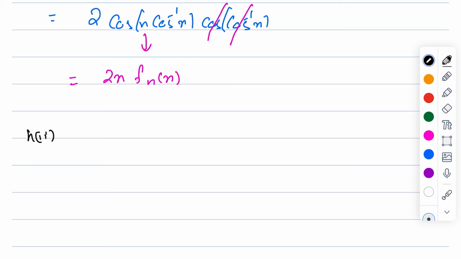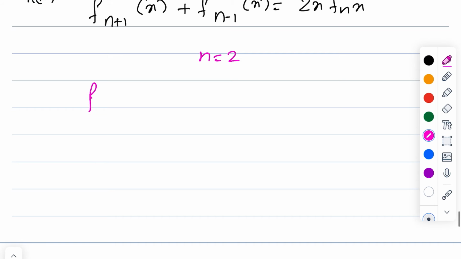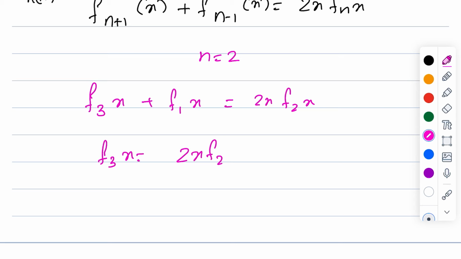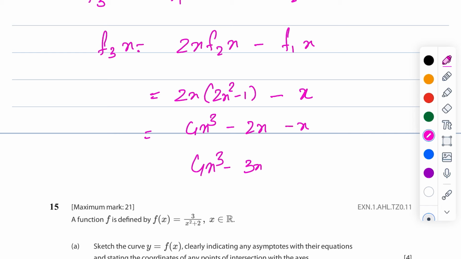So what is the formula that we have just now proved? Fn plus 1 of x plus fn minus 1 of x equals 2x fn of x. Now let's substitute n equals 2. So what does it become? f3 of x plus f1 of x equals 2x f2 of x. So f3 of x will be equal to 2x f2 of x minus f1 of x. What is f2 of x we have learned? 2x square minus 1. f1 of x is x. So it becomes 4x cube minus 2x minus x. So it becomes 4x cube minus 3x.